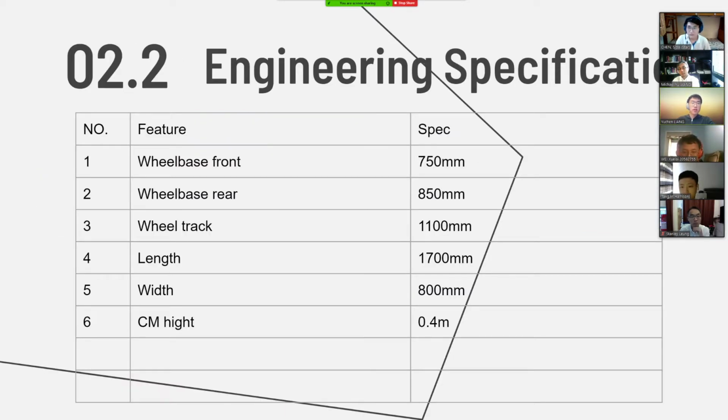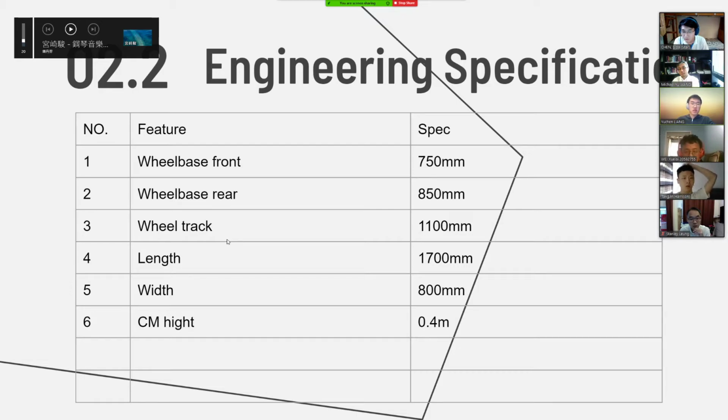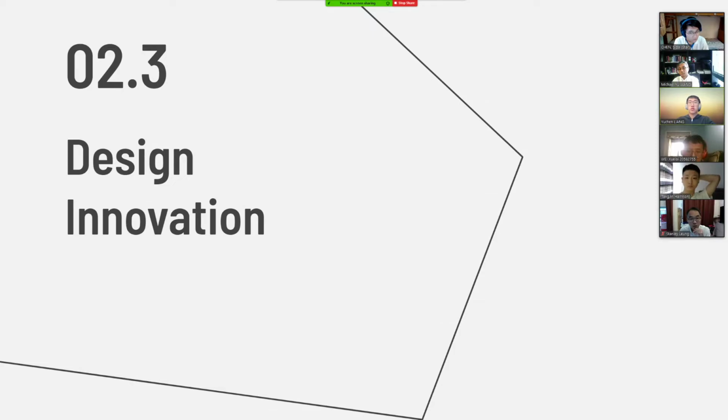Next, please. For the engineering specification of the whole cart, we have this data here. We confirmed this data based on the space we expect all the mechanisms to take and the rules of this event. We changed some of the data slightly during the designing of our cart. Now I'll pass on to Martin.